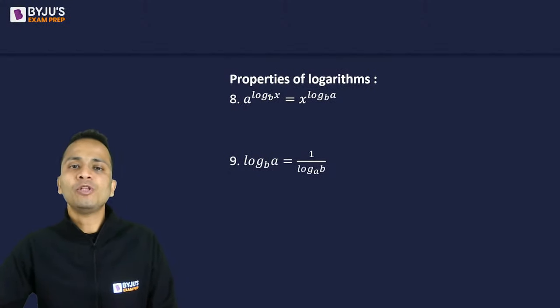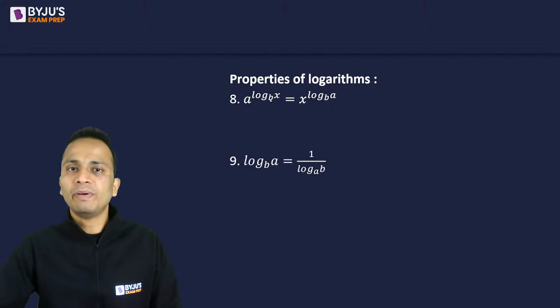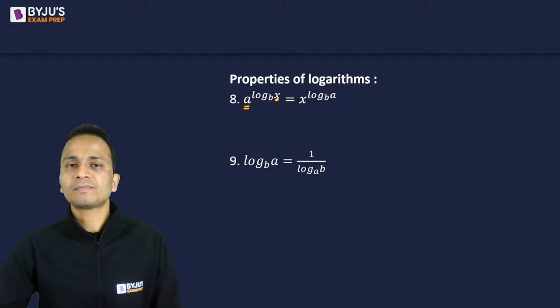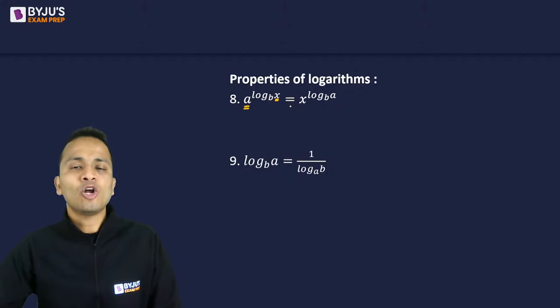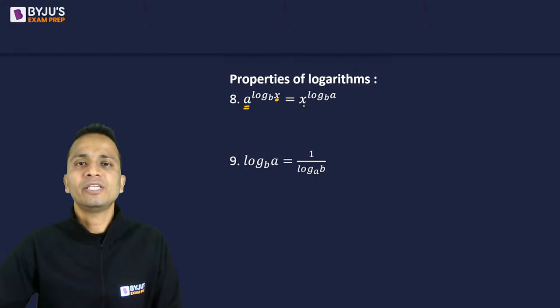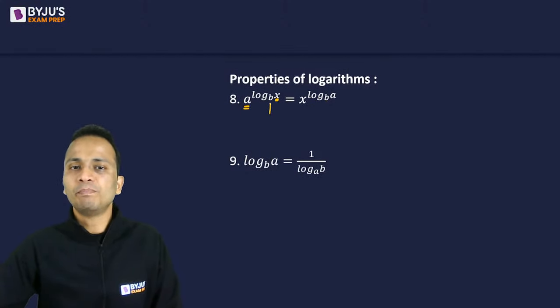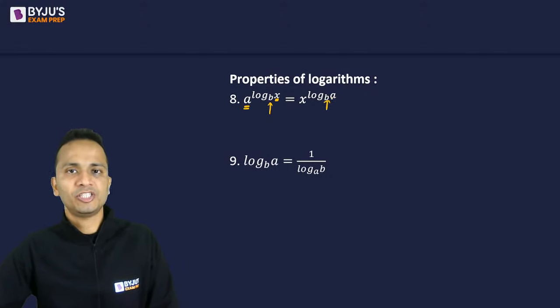So a raised to the power log of x to the base b. If this is the expression, then you can interchange a and x. So a raised to the power log of x to the base b can also be written as x raised to the power log of a to the base b. So this base b will remain the same, and the rest can be interchanged.